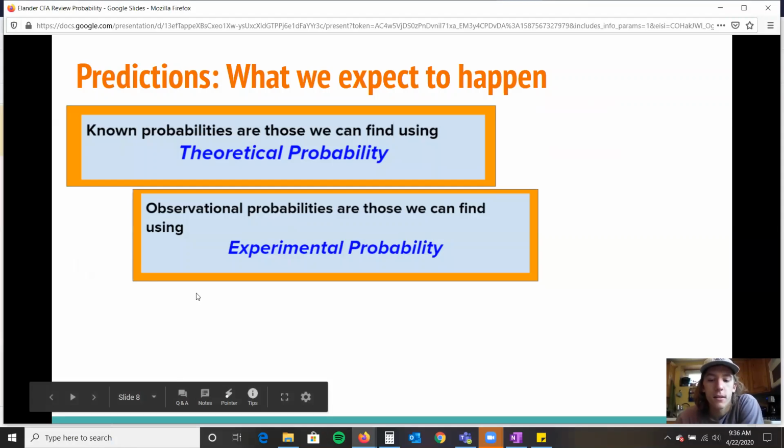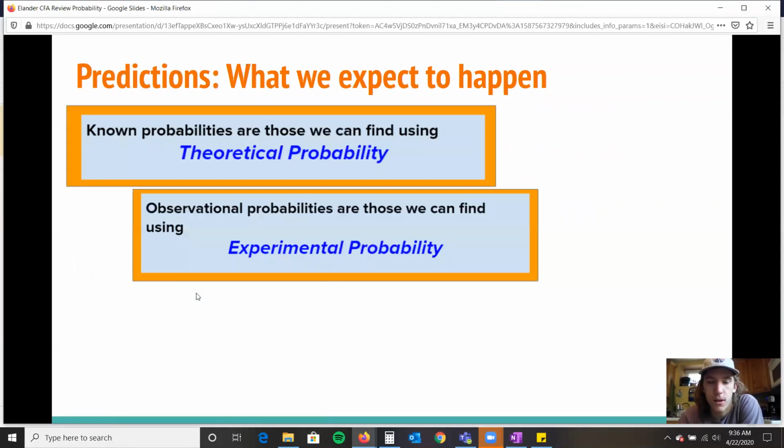Okay, so, all right, good job, guys. So this brings us to the last thing that we studied on probability, which is predictions. So that's when we put on our little turban and we say, I can read your future. Because we can use probability to make predictions about the future, and sometimes they can be very accurate based on what we've seen. So known probabilities are those, again, using theoretical probability, and observational probabilities are those we can find using experimental.